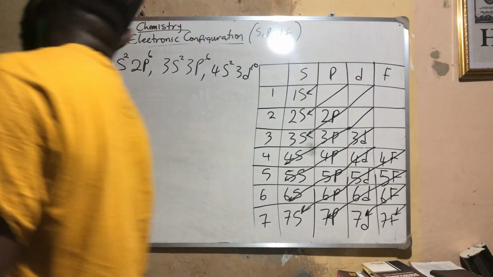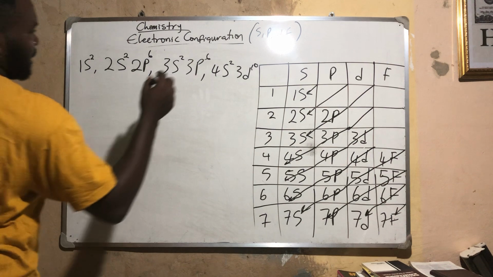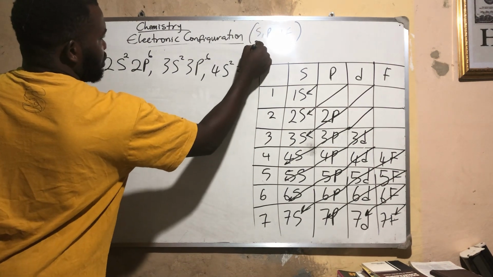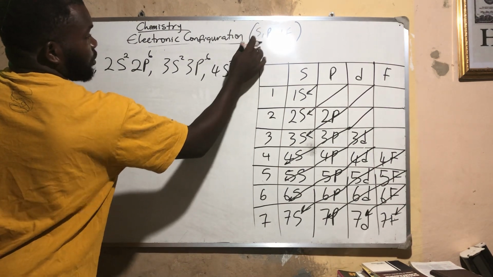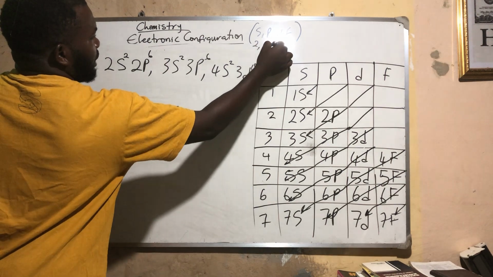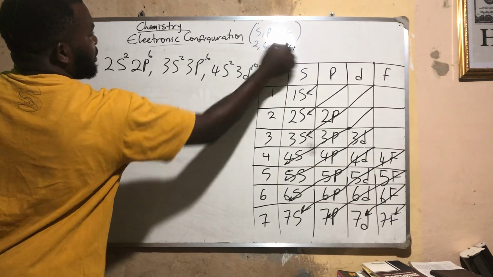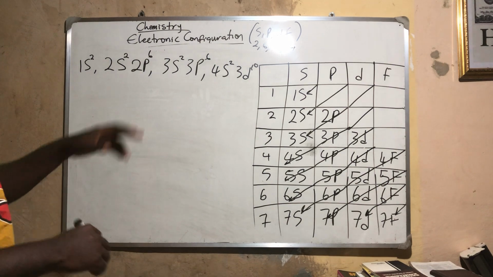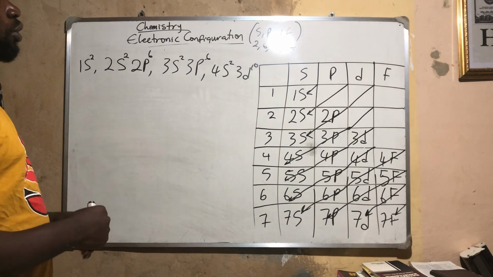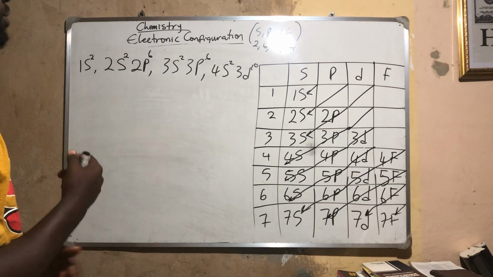Don't forget that the maximum electron each of them can take is the highest. This one can take 2. Add 2 to this, add 4 to this, you have 6. Add 4 to this, you have 10. Add 4 to this, you have 14. So the maximum electron S orbital can take is 2, and the maximum electron P can take is 6, and so on and so forth.